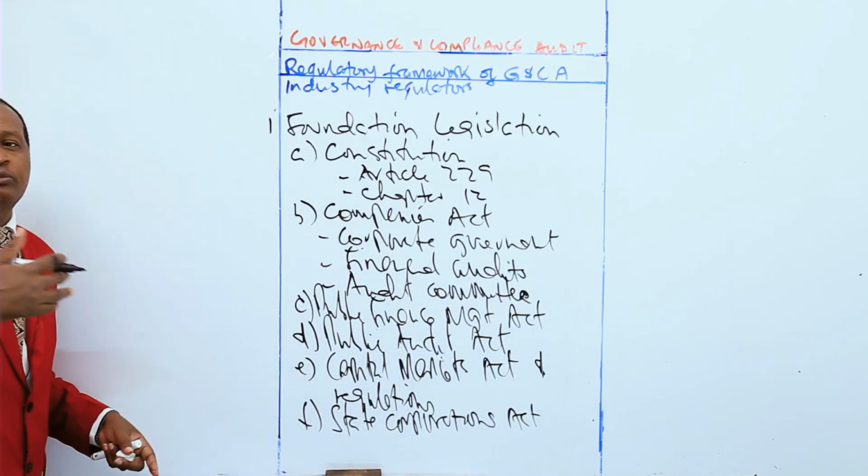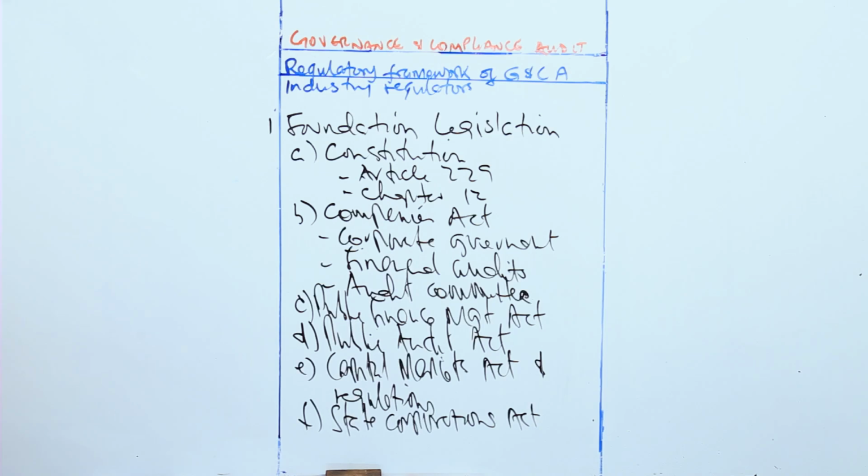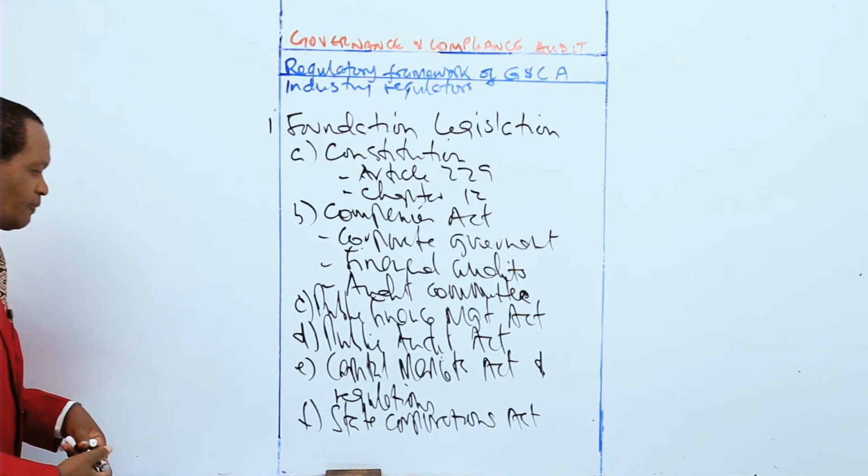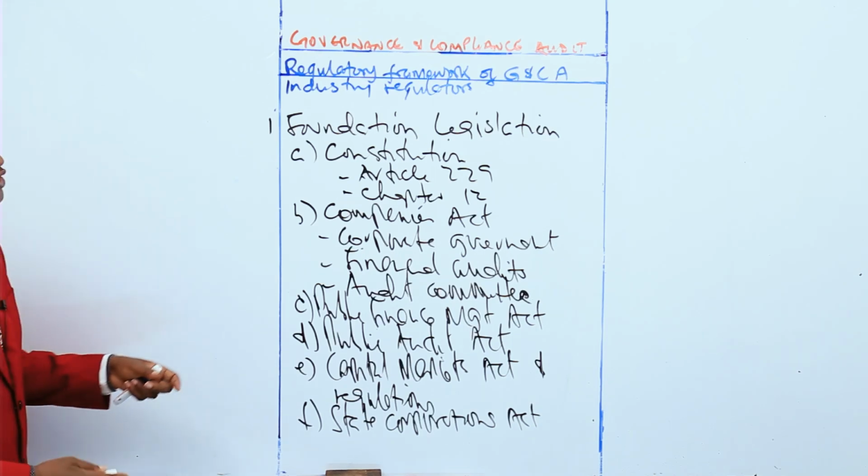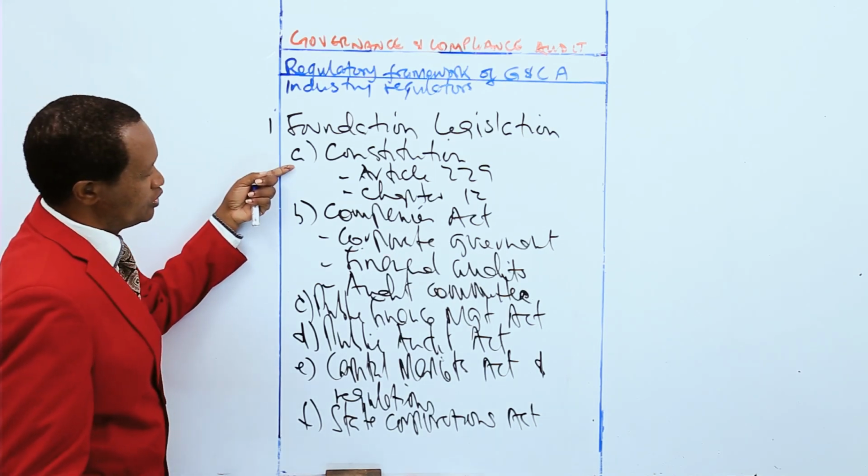So we have this Mwongozo Code, candidates. The Mwongozo Code, the Code of Governance for State Corporations, sets out specific governance and compliance standards for public entities. Mwongozo also mandates periodic legal audits for these entities. So foundation legislation, we have the Constitution of Kenya.